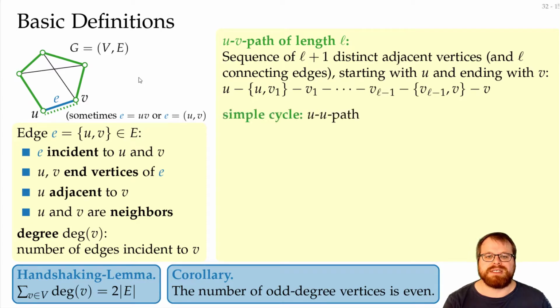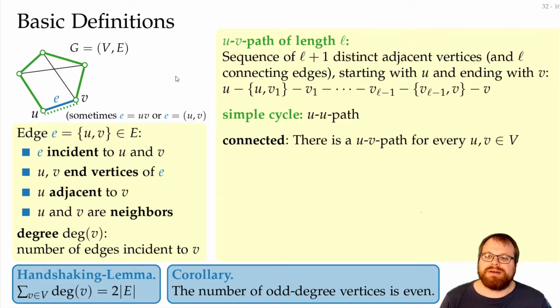If we have a simple cycle, then we have a U-U path. And this must have at least one edge, otherwise it doesn't work. So the green and the green dotted here together give us a simple cycle in the graph, which is a path from U to U.